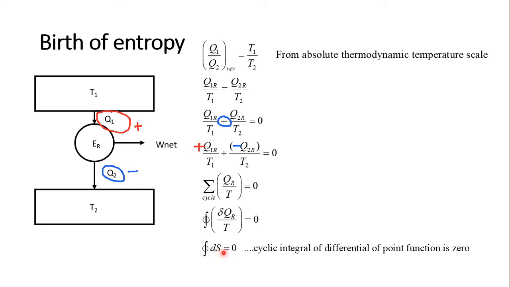Now this s is what? Even though delta QR is a path function, when you divide it by T, this whole term, numerator and denominator, it becomes a point function. So s is a point function, and the cyclic integral of the differential of a point function is equal to 0. This we have already studied in module number 1. So basically I have replaced this delta QR by T with some notation, which is ds. This ds is some point function.